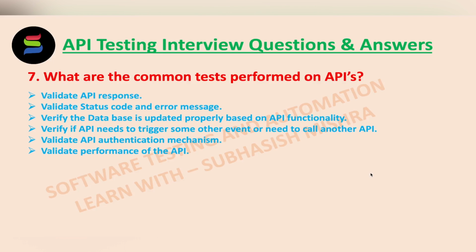We verify if the database is updated properly based on the API functionality. We verify if the API needs to trigger some other events or needs to call another API. We verify how the API is authenticated, if the authentication mechanism is working fine for this API. We verify the response time. What is the response time? What is the performance of the API? When you are making a POST call, what is the response time? That we validate. So, these are a few common tests performed on APIs.